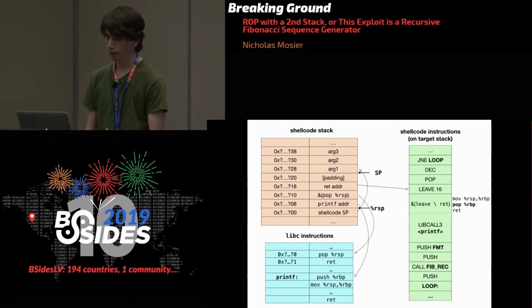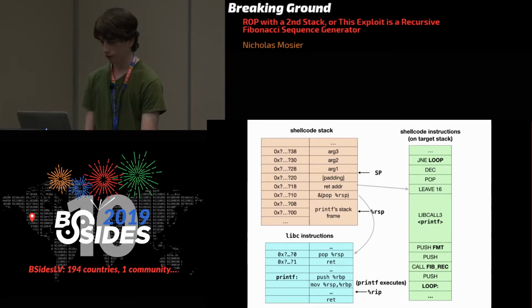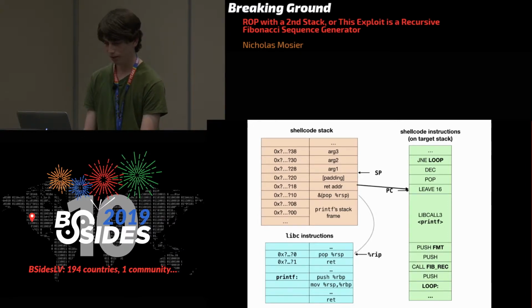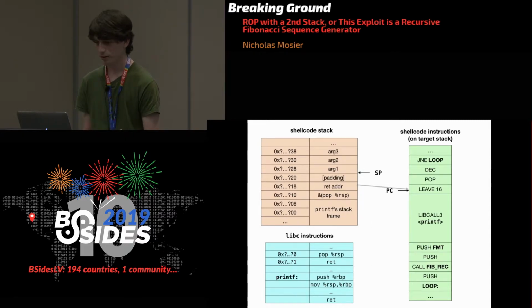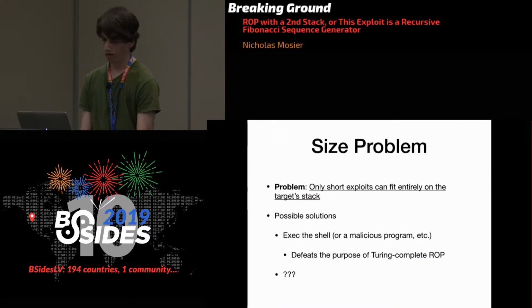But now we know that printf is going to preserve that RBP. So it's going to be still pointing to arg1 once printf exits. So we'll return into printf. It'll execute. It'll return. Then we'll execute this pop RSP gadget. And then just as planned, the gadget pops off the return address and puts it into the shellcode program counter, like that. And now the library call to printf is complete. Everything is back where we want it. OK, so that's how library calls work.